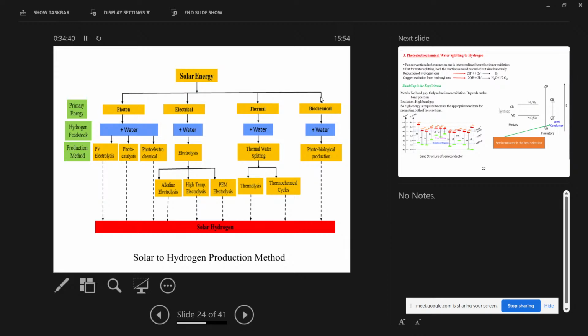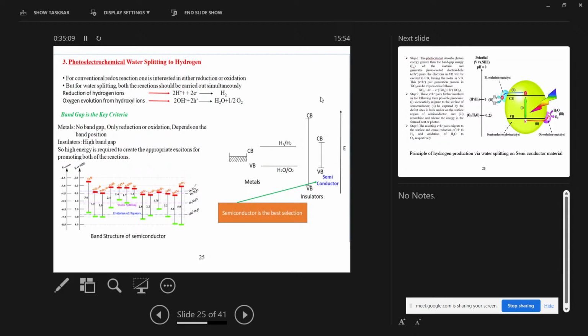When we have electrolyzers and thermal water splitting, in the case of thermal water splitting we have to raise the temperature up to 500 or 550 degrees C. Then the water will split through the thermolysis process, and we can get the hydrogen. To keep it interesting, I will tell you about only one process, the photoelectrochemical process, which will give you an idea of how hydrogen is produced. Coming to the next slide, please.